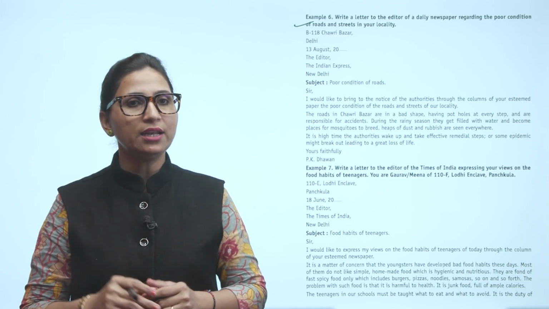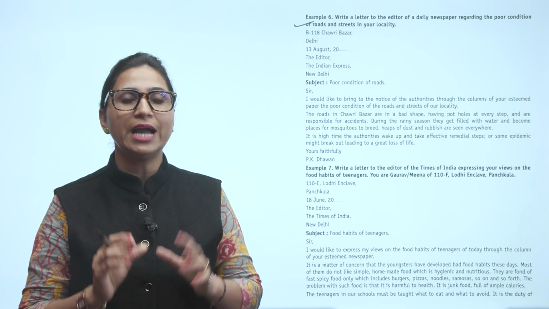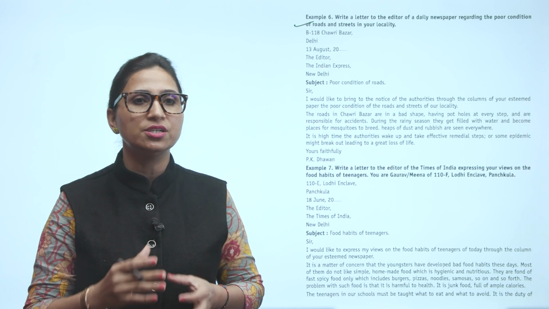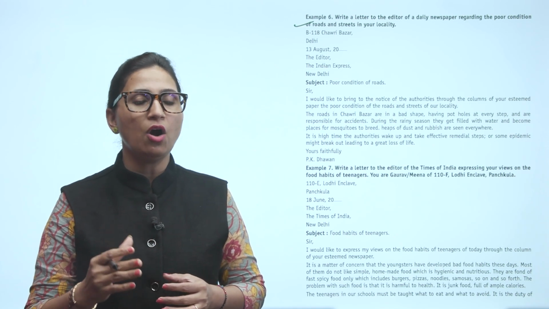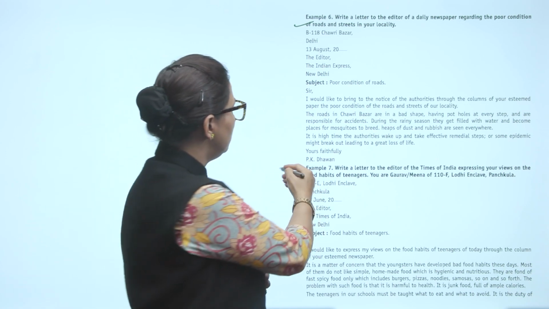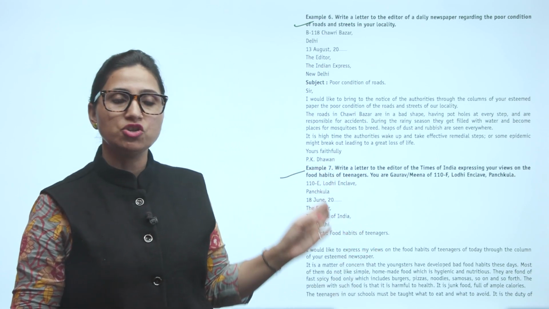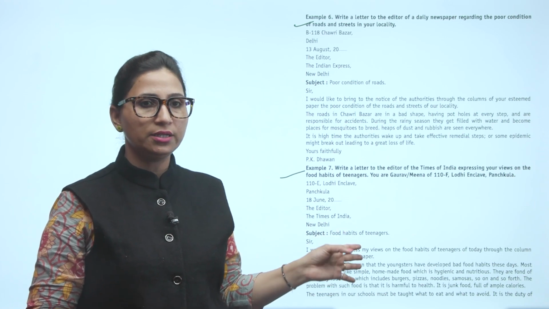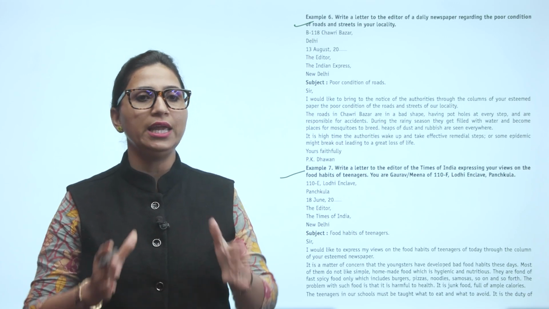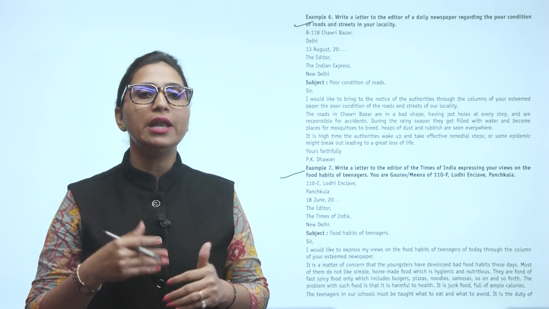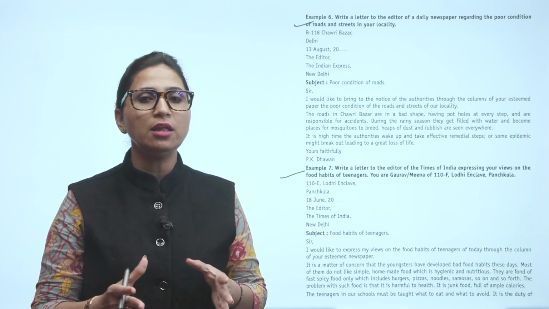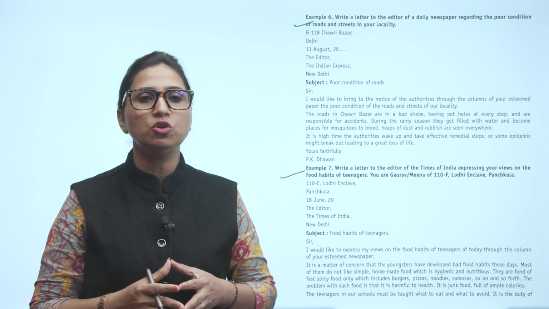Dhawan. Next letter we have: write a letter to the editor of the Times of India expressing your views on food habits of teenagers. You are Gaurav Meena of 110F, Lodi Enclave, Panchkula. So let's read. First you have to mention the address, the Editor, the Times of India, then New Delhi, and we will mention the subject: food habits of teenagers. Then, Sir, I would like to express my views on the food habits of teenagers of today through the column of your esteemed newspaper.